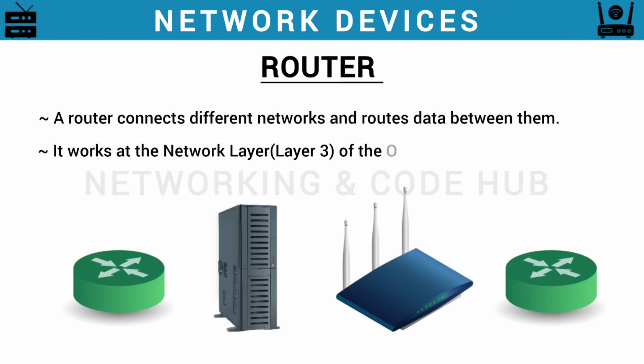A router works at the network layer, layer 3 of the OSI model. A router operates at layer 3 of the OSI model, which is called the network layer. This means it understands and works with IP addresses.